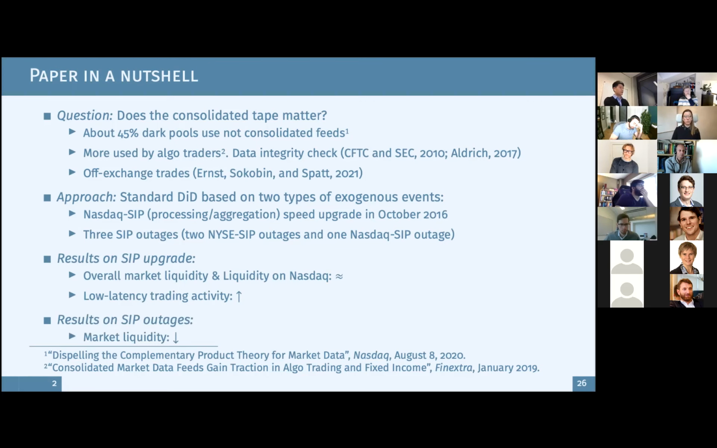And the second set of results on the SIP outages is that I see when the SIP is unavailable in the market, the liquidity actually drops significantly. So that's pretty much the paper in a nutshell.